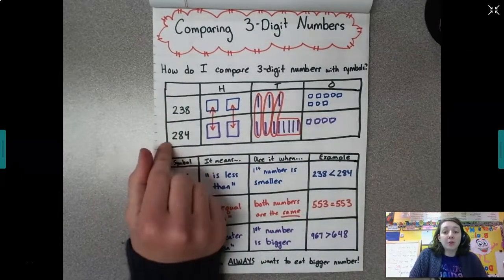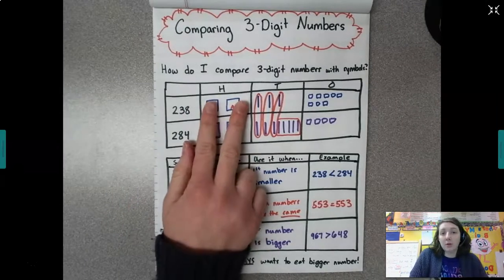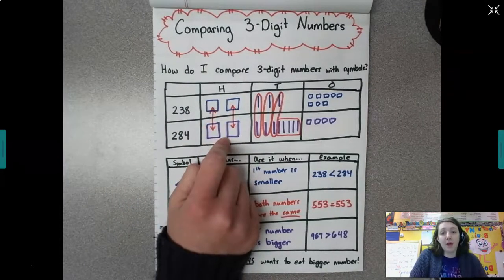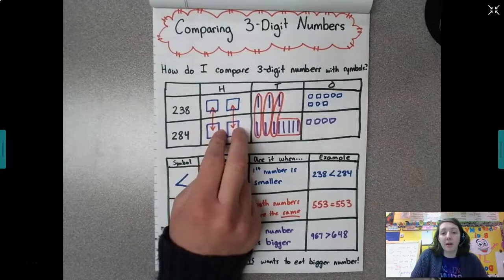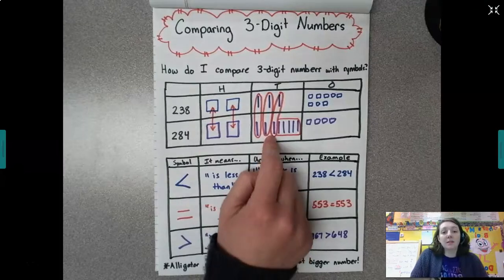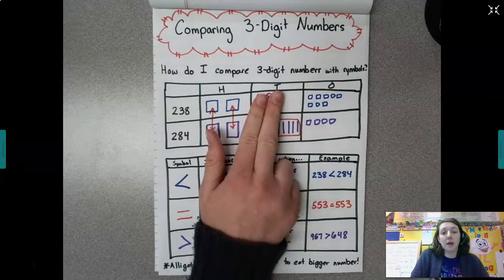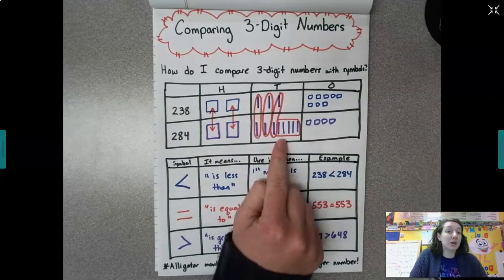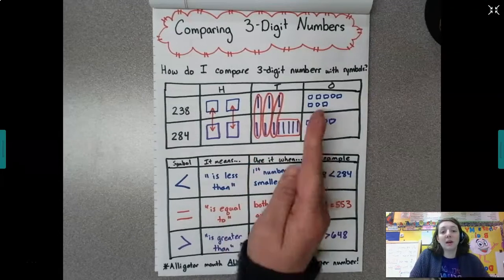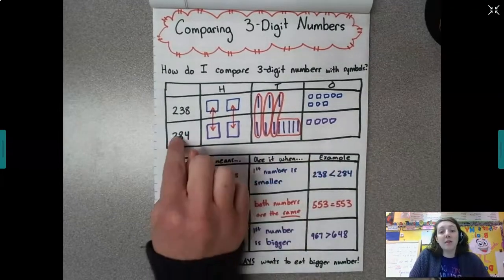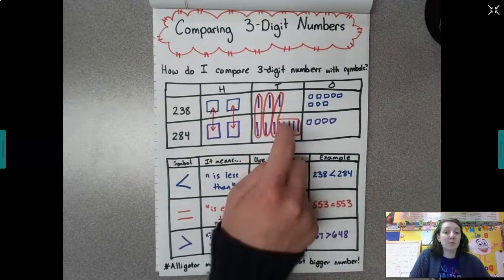So with 238 and 284, I start with my hundreds. They both have two hundreds. So they're equal there, and I can't compare which one's bigger or smaller at this point. Right now they're the same. Next, I go to my tens place, and I can see that 284 has five more tens than 238. So I can actually stop there because I know now that 284 is bigger than 238 because it has more tens.